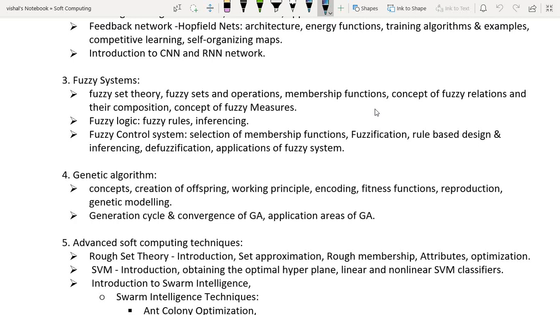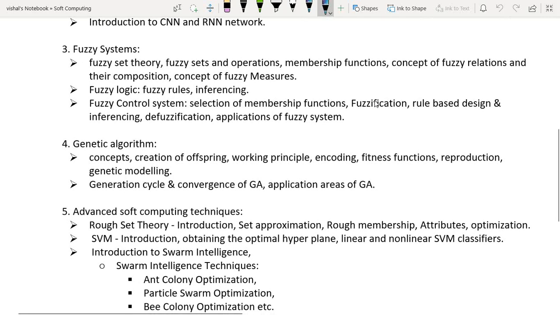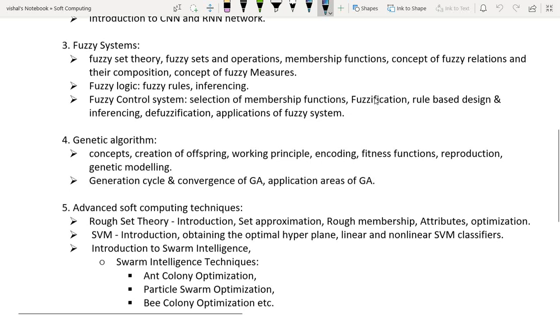Then in fourth unit, we'll talk about genetic algorithm. Genetic algorithm is obvious for us to understand how exactly our humans understand things, how their genetics work, so that our soft computing systems can mimic human behavior and create a perfect model that can give nearly accurate solutions. Then in fifth unit, we have a generation cycle and convergence of genetic algorithm. Then what are the major areas where genetic algorithm are being used?